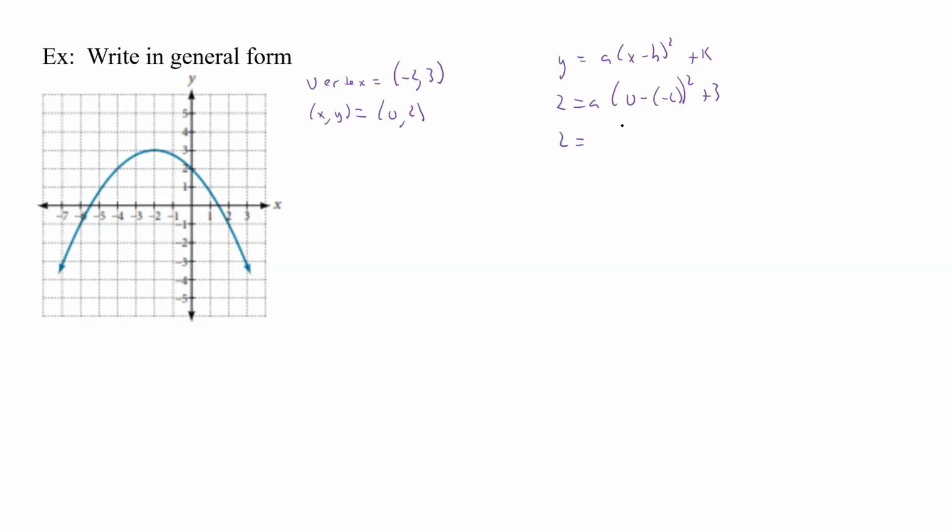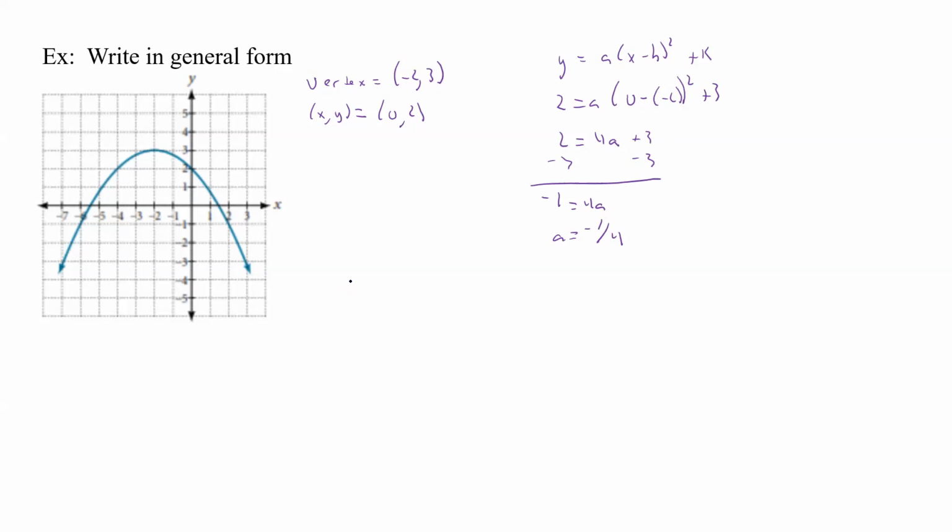So 2 equals, here that's going to be a plus 2, and then squared is going to be 4, so it's going to be 4a. And then plus 3, so minus 3 minus 3. So -1 equals 4a, so a is equal to -1/4. Okay, so we have a max value, which is what we should be getting because it's negative.